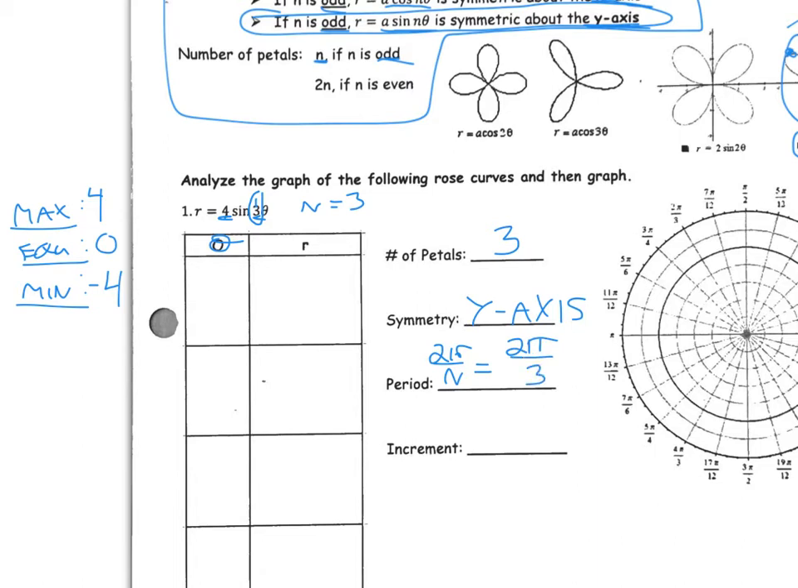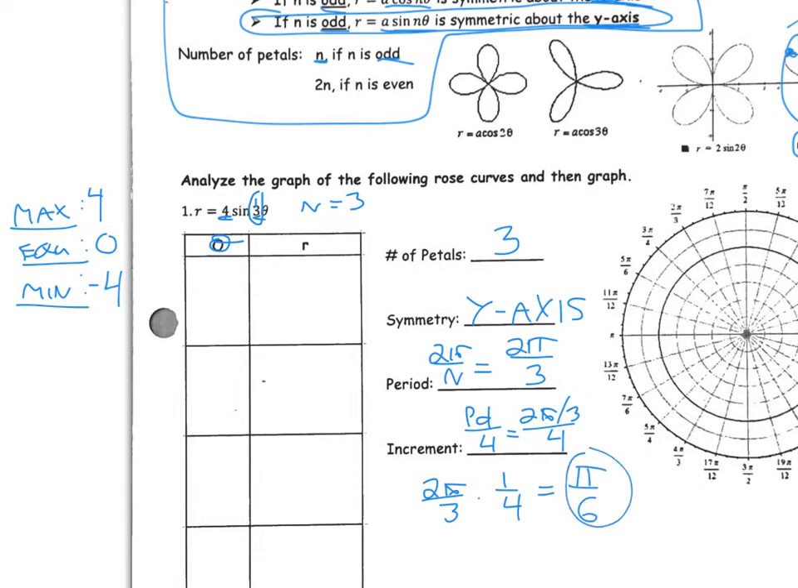Now again, going back to graphing, remember we did increments. It's your period divided by 4. So in this case, it's 2 pi over 3 divided by 4. Well, that would be the same thing if you multiplied the bottom by 4, or multiplied it by 1/4. So you would get 2 pi over 12, which is pi over 6.